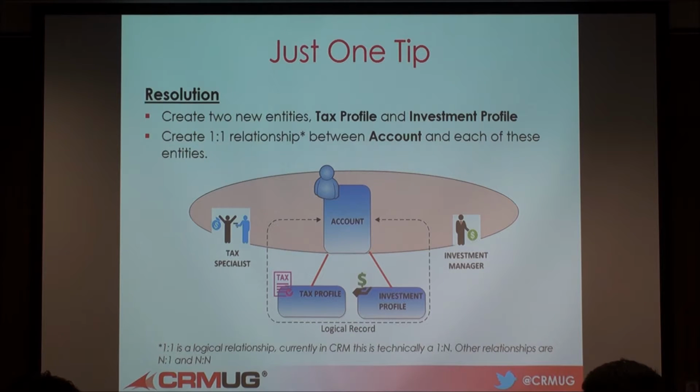We create a one-to-one relationship, and for those who are technically savvy in the room, CRM actually has one-to-many, many-to-many, and what's the last one? Many-to-one. So what we're talking about here is a logical representation, not so much a technical one. Essentially, the little dotted lines around that represent the account as one logical record made up of 3 particular entities.